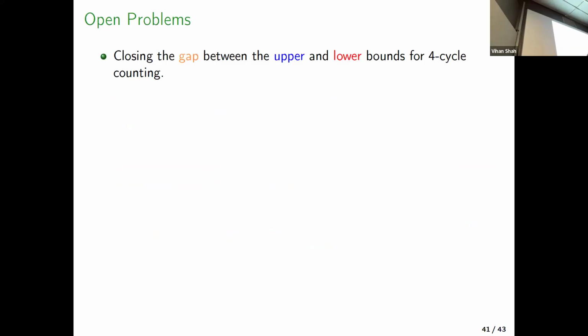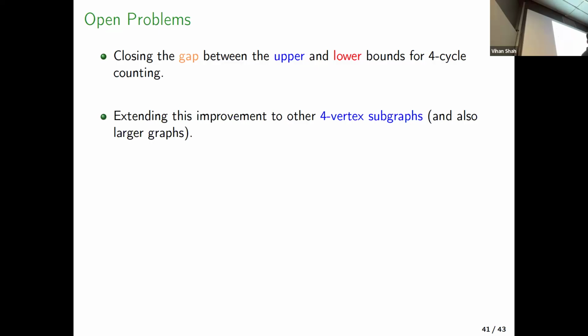The first one is that, of course, there's a huge gap between the upper and lower bounds now. We believed m to the 2/3 was the right answer. We broke that belief. So now this is wide open: what is happening?